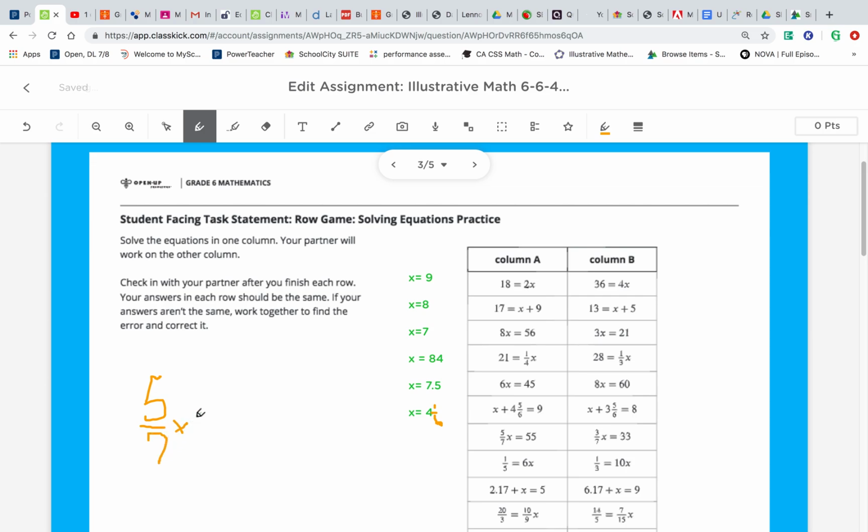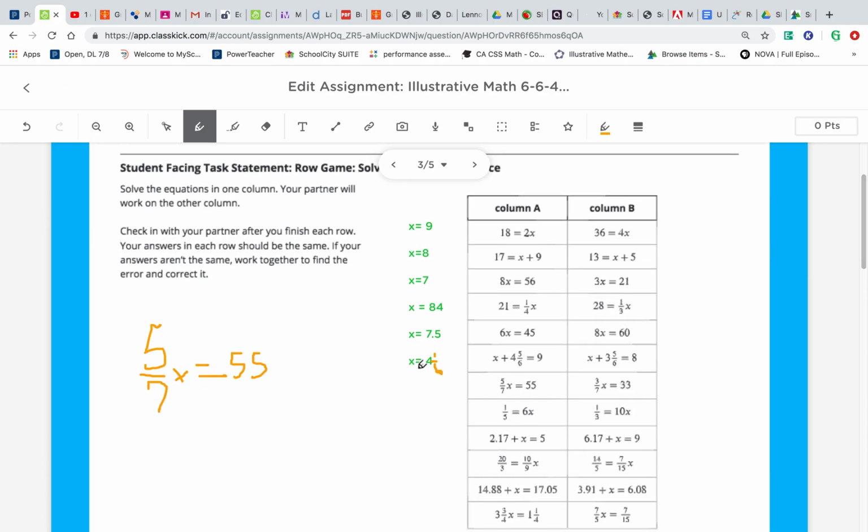5/7x equals 55. Now, if we divide by 5/7 on both sides, remember, dividing by a fraction means we're actually going to be multiplying by what we call the reciprocal, or the fraction flipped upside down. So we can think of this as being 55 divided by 5/7.